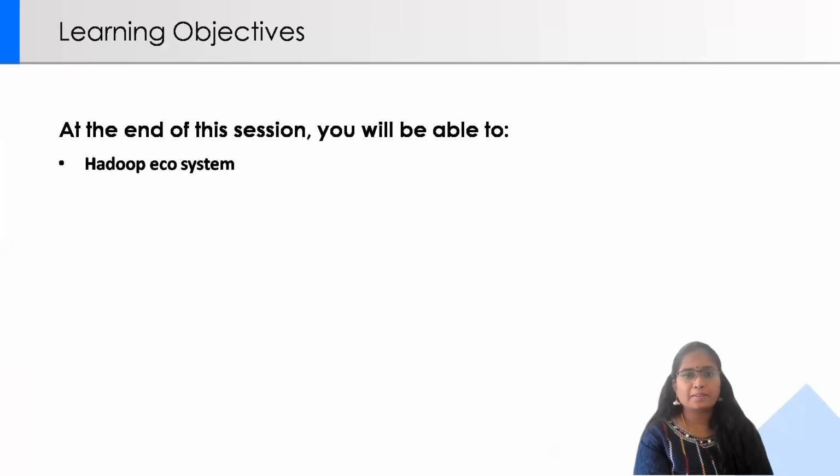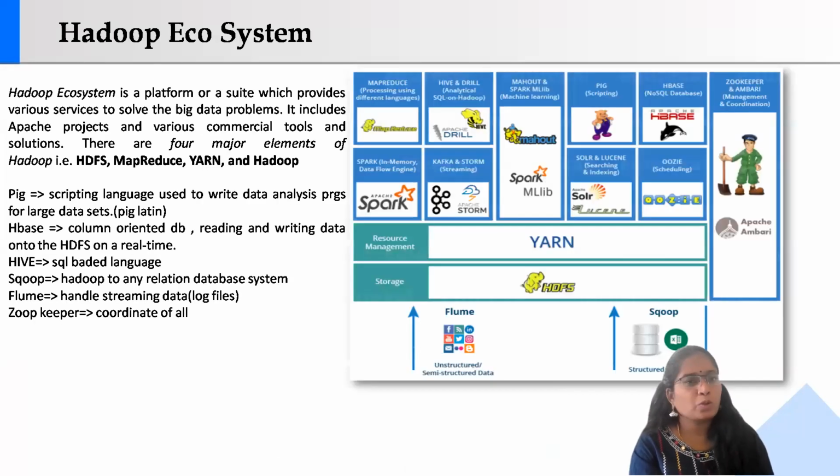At the end of the session, you will be able to know what is the Hadoop ecosystem. So what is the Hadoop ecosystem? It's a platform that provides various services to solve big data problems. It includes Apache projects and various commercial tools and solutions. Mainly there are four major elements of Hadoop: HDFS, MapReduce, YARN, and Hadoop Common.